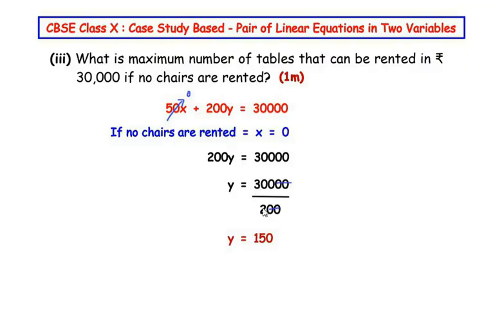So 300 goes in the table of 2, that is 2 1 times is 2 and 2 150 times is 300. So now the number of tables that can be rented by the school in rupees 30,000 is 150. So this is going to be our answer.